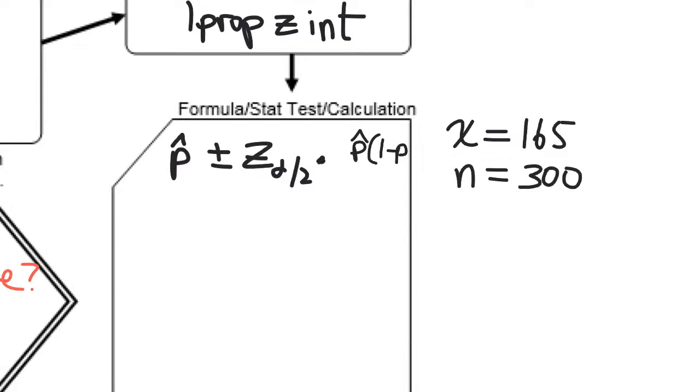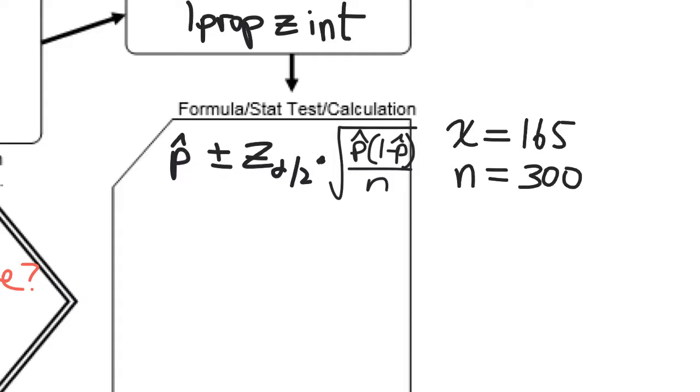Poor quality hat. Still, the hats are not really working out here. There we go, a little bit better. Over N, all under a root. All right, so P hat, Q hat over N.